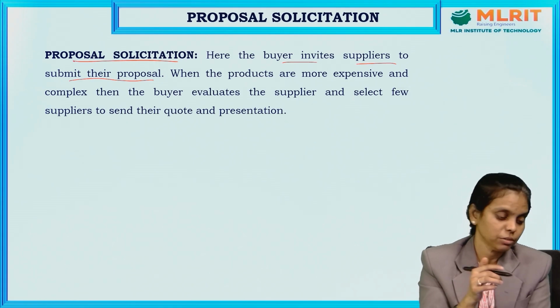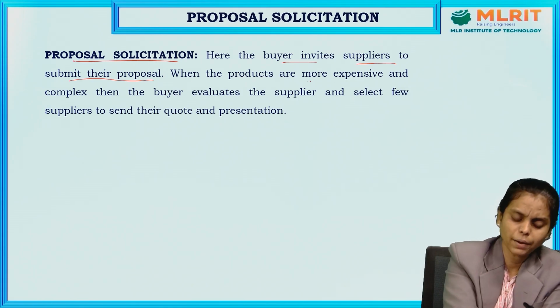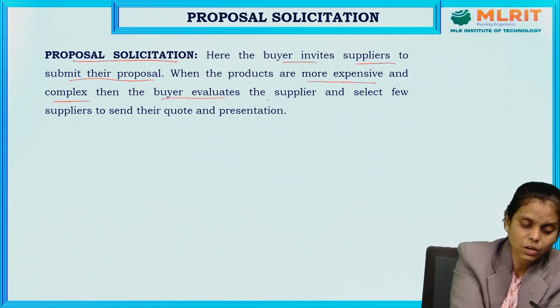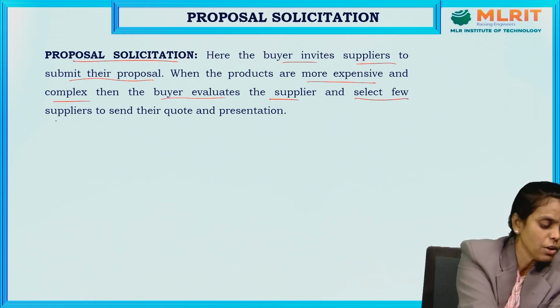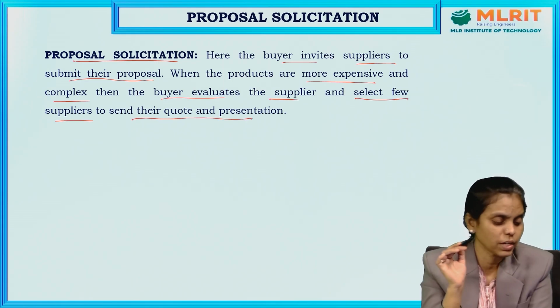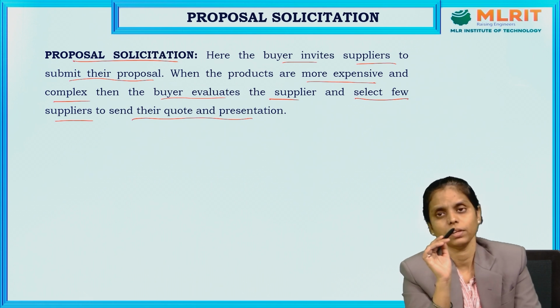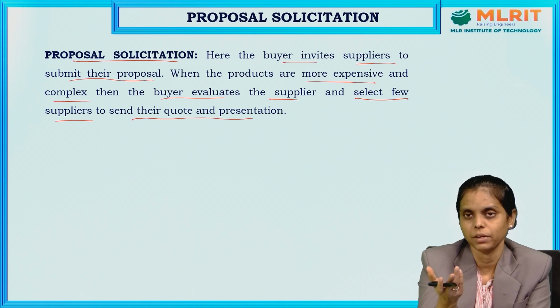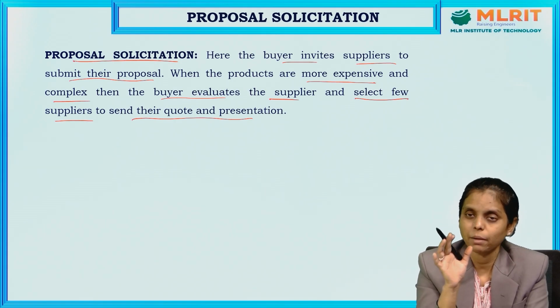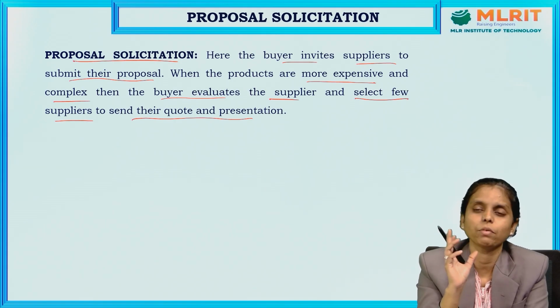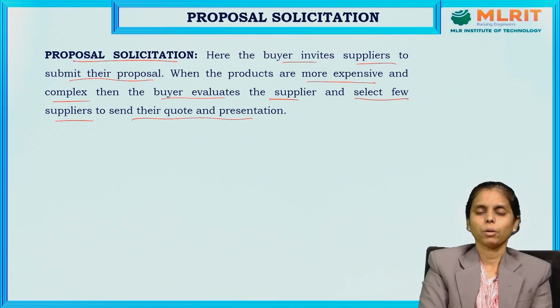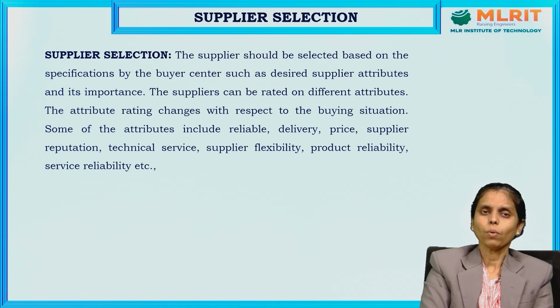When the products are more expensive and complex, then the buyers will evaluate the suppliers and select a few suppliers to send their quotations and presentations. Now, whenever it is an expensive product, we cannot trust any supplier. So only trustable, reliable suppliers will be identified, and we will ask only those people to give their quotations. That is proposal solicitation. Now, once we have received the proposals, what do we need to do?